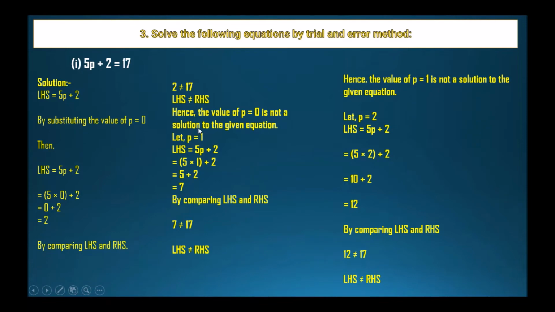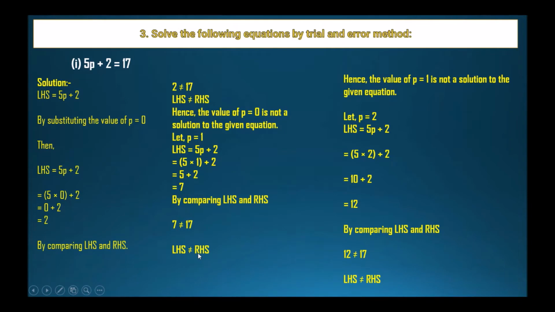Now let p equals 1. So we will put the value of p, that is 1. So 5 into 1 plus 2. So 5 plus 2 is 7. By comparing LHS and RHS, 7 is not equal to 17. So LHS is not equal to RHS. Hence p equals 1 is not a solution to the given equation.